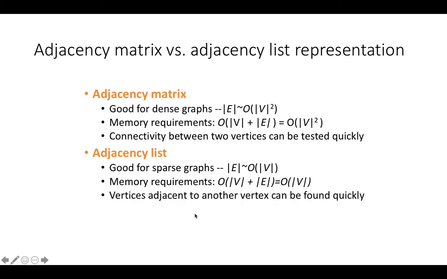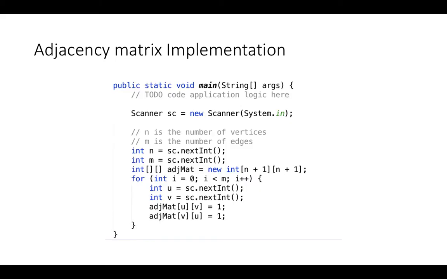And here, if I want to know the adjacency of a certain vertex, it's easy. I just traverse over the list and I know all the neighbors of a certain vertex.